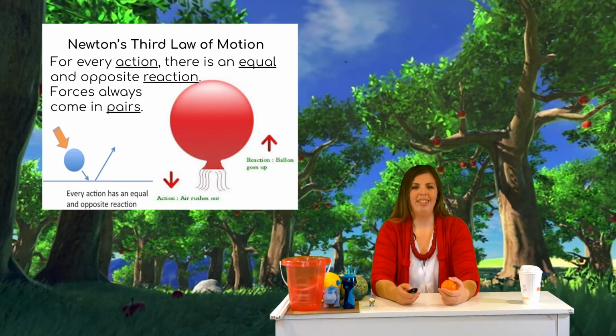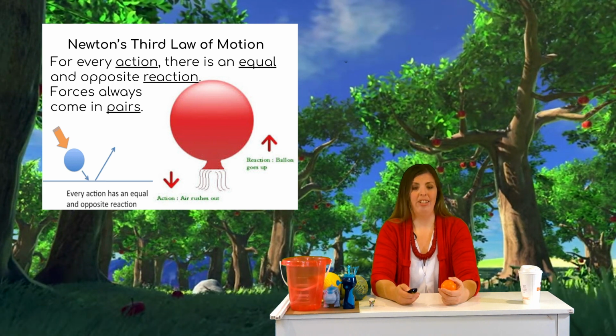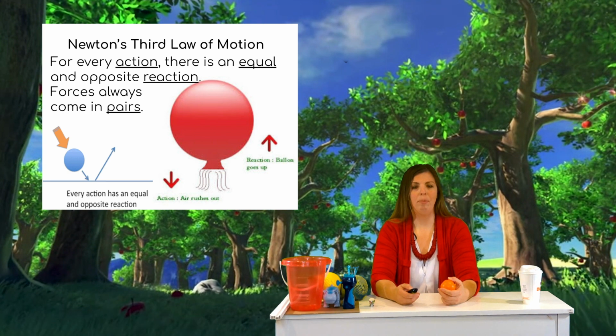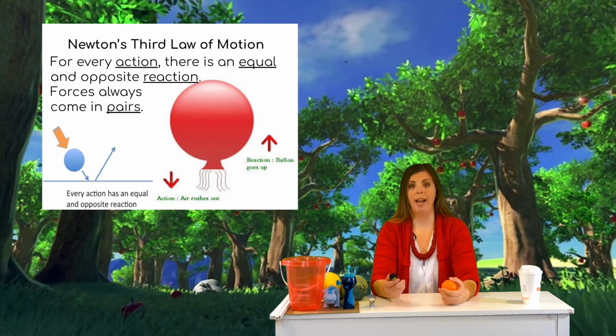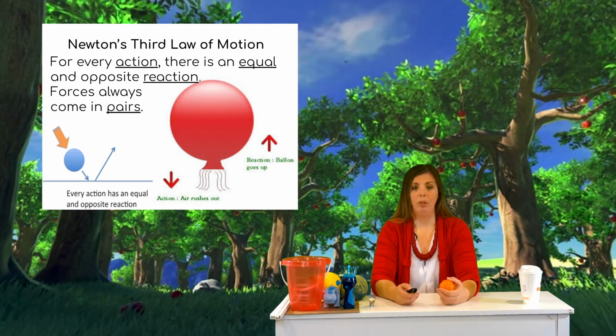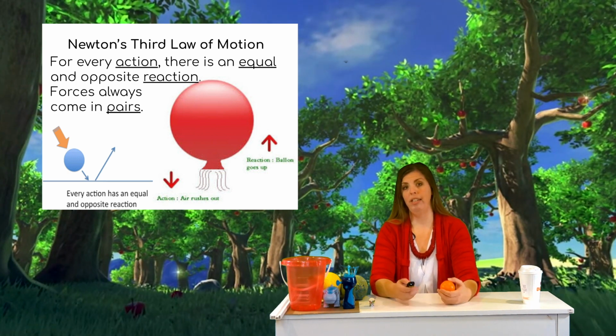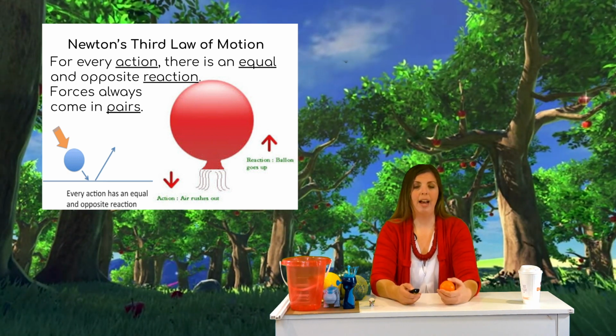All right, finally, Newton's third law, which I like the best. For every action, there is an equal and opposite reaction. Forces always come in pairs. So here we have an example of a ball bouncing on the floor and going back up. We have a balloon that's being released of the air. The air is going in one direction, the balloon goes in the other. You might have experience with that.